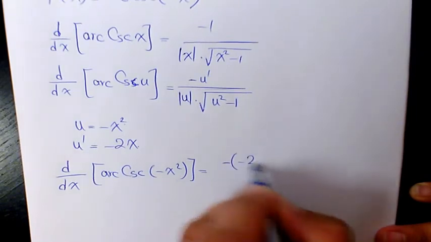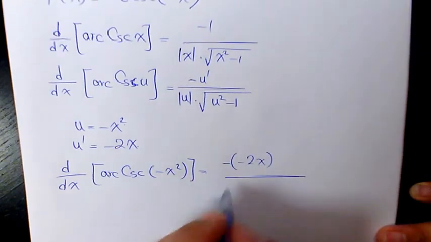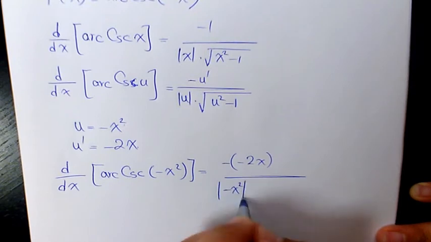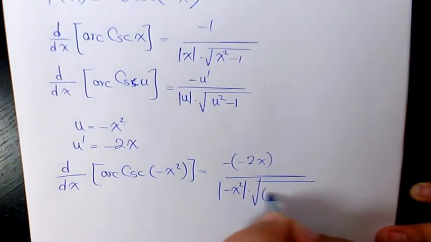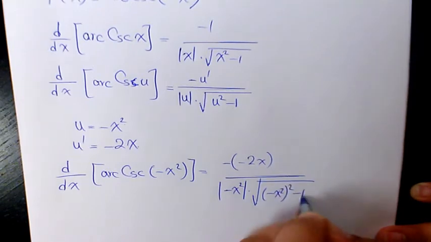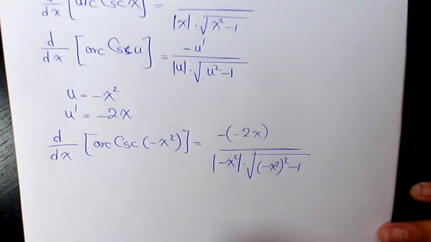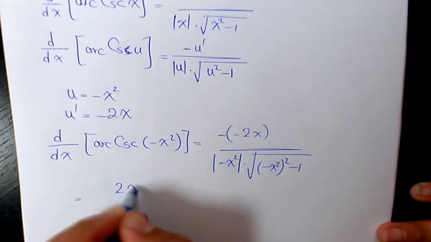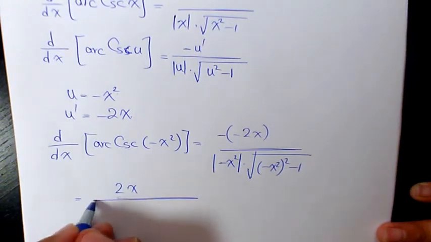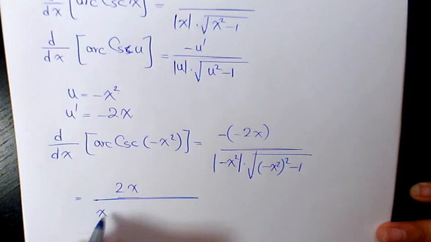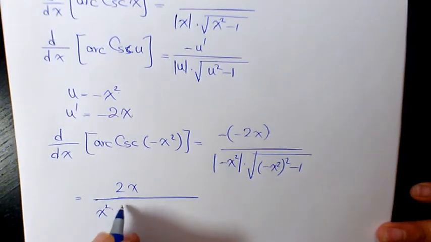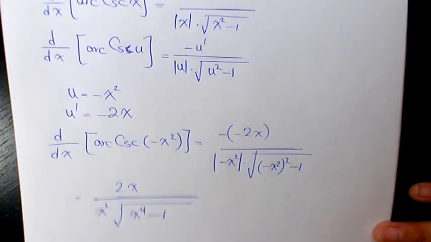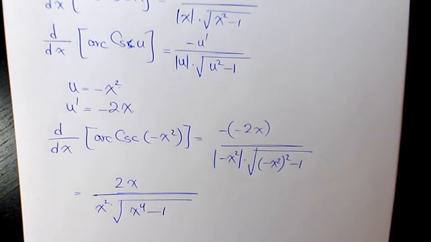negative times negative 2x over absolute value of negative x squared times square root of negative x squared to the power of 2 minus 1, which will be 2x over x squared, because the absolute value is going to return x squared, times square root of x to the power of 4 minus 1. That's the final answer to this question.